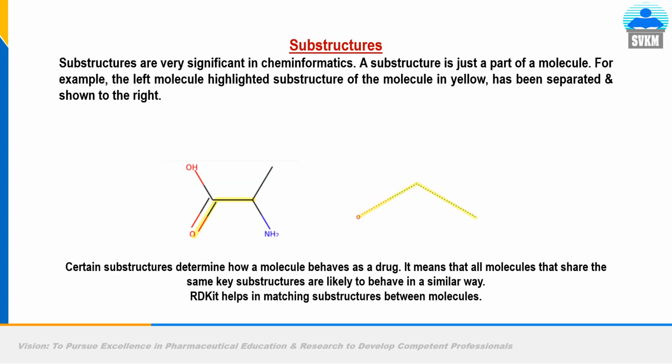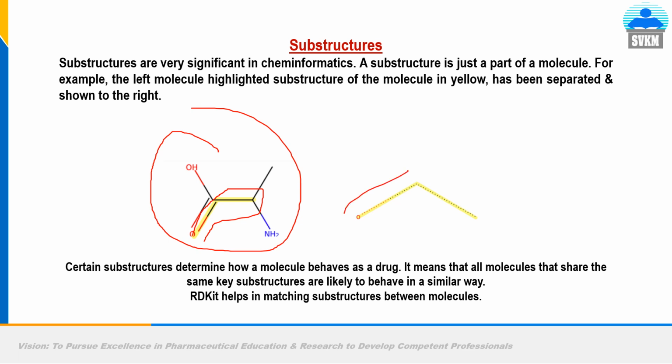Another example is substructures, which are very significant in cheminformatics. A substructure is just a part of a molecule, not the entire molecule. For example, in the left molecule, this portion highlights a substructure of the molecule in yellow. This particular part has been separated and shown to the right. So certain substructures determine how a molecule behaves as a drug. It might be possible the entire drug is not active, only this is the pharmacophore.